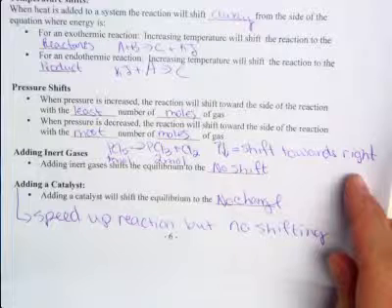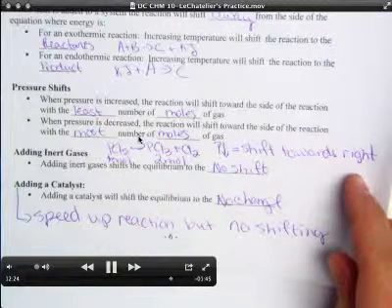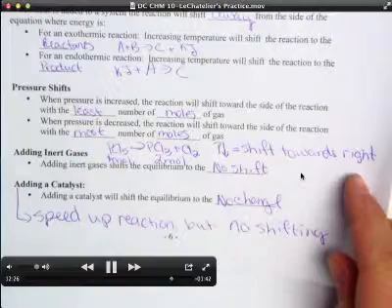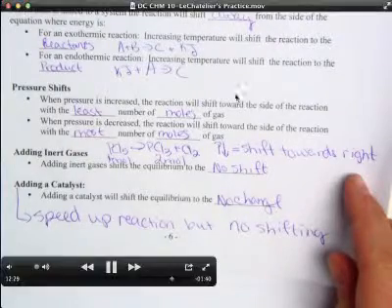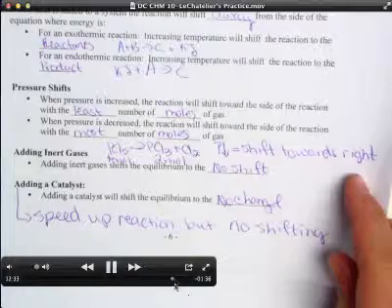Oh wait, did I look up the wrong one? I looked up the wrong one. Sorry, I was still on the other one. We're not endothermic, we're exothermic. Sorry, I just read the wrong one. For an exothermic reaction, increased temperature is going to shift it towards the reactant, so I'm sorry. It's early for me.